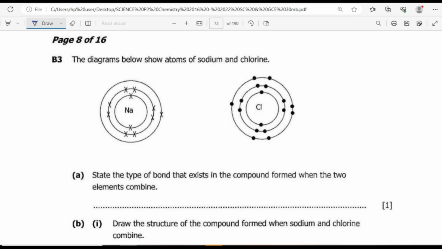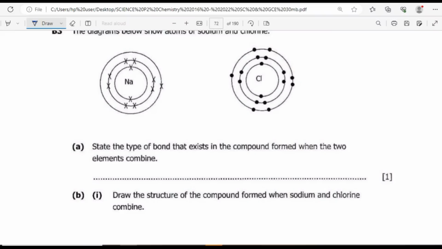Then B3, the diagram below shows how atoms of sodium and chlorine, okay? State the type of bonding that exists in the compound formed when the two elements combine. So sodium is a metal. Chlorine is a non-metal. So we've said this before. A metal and a non-metal forms ionic bond because there is a transfer.